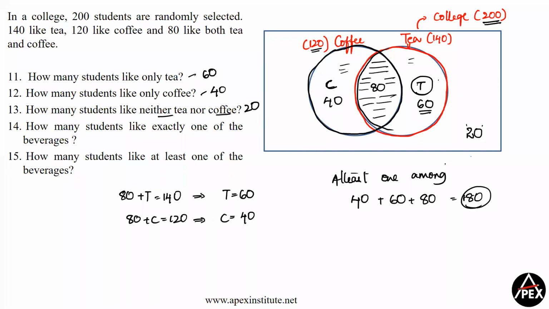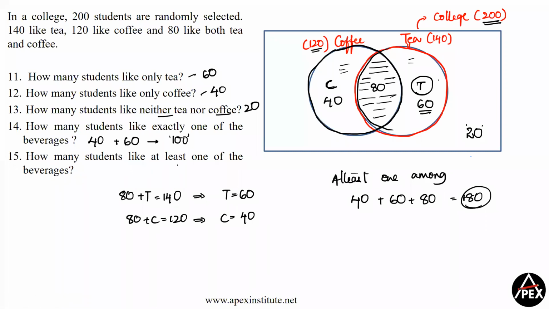Okay, now how many students like exactly one among tea and coffee? Exactly one. So we have 40 students liking coffee plus 60 students liking tea. So these 100 students like only one of the beverages. It can be either tea or coffee. So the answer for this question should be 100.